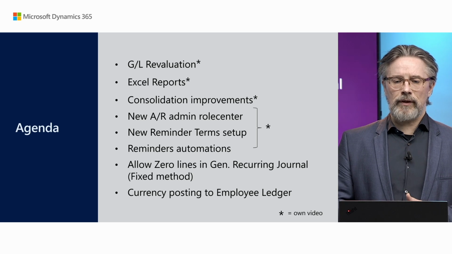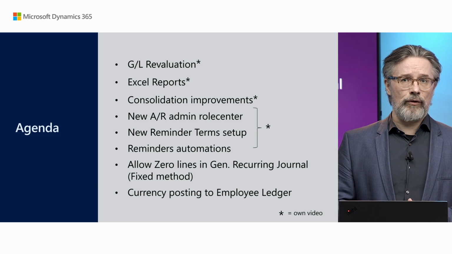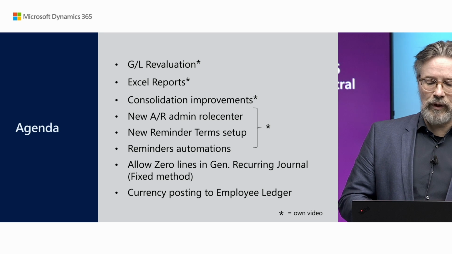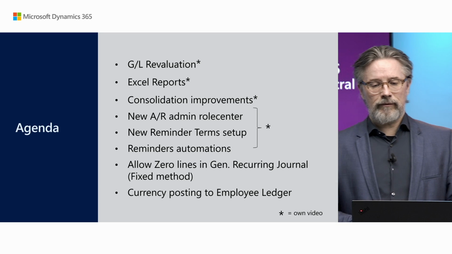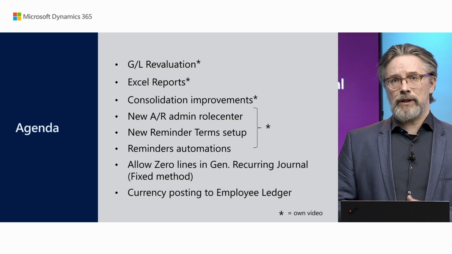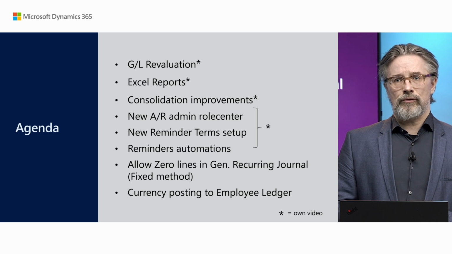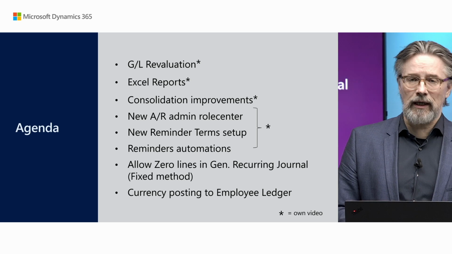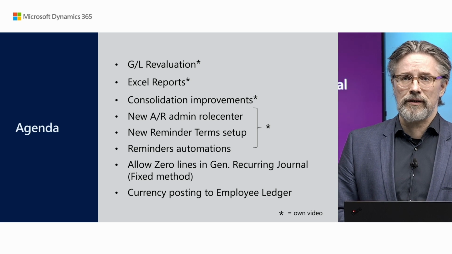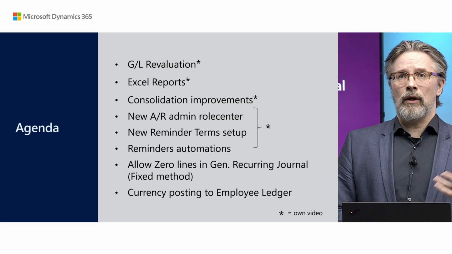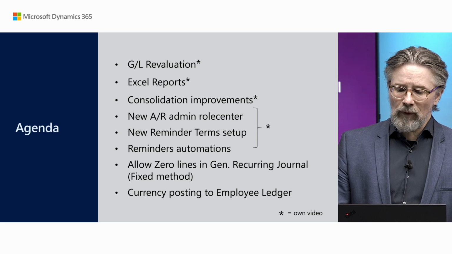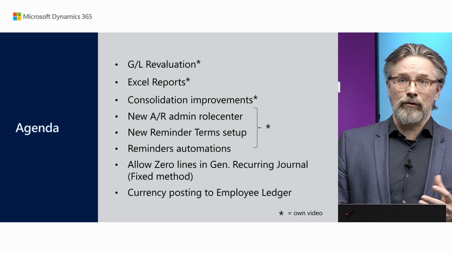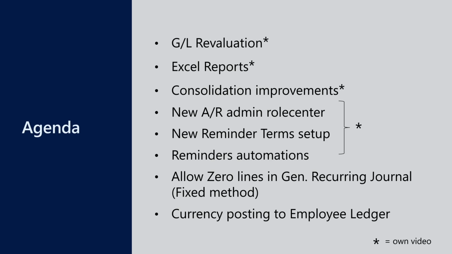And then we have allowing 0 lines in recurring journals with the fixed method. Nice little improvement. And we have also enabled currency posting to employee ledgers that we introduced a few releases ago. So let's just take a brief look at each of these features so you know where to find them and what they will do for you. But for the top ones, go and find the video that digs a little deeper into these topics.